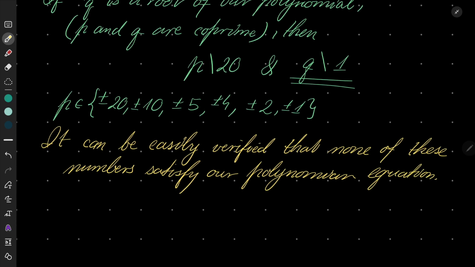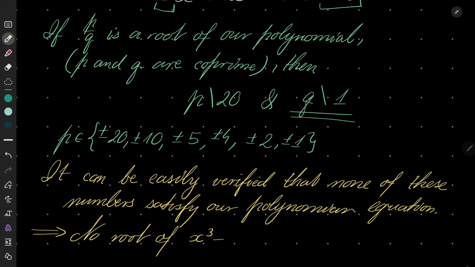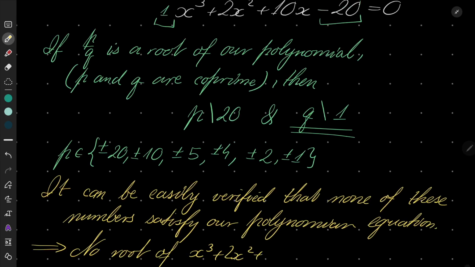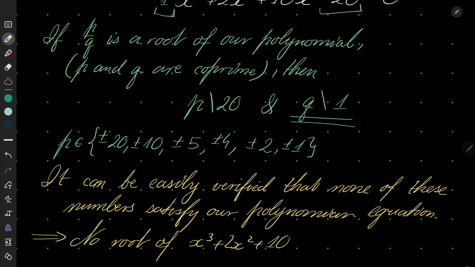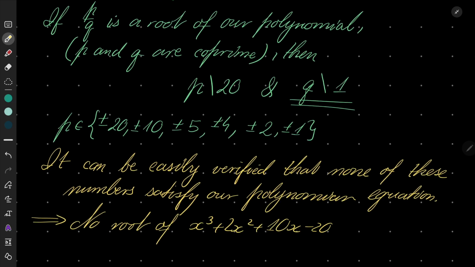And that means that no root of x to the third power plus 2 times x squared plus 10x minus 20, no root of this polynomial is rational. Okay, very well. So we have just showed that x is irrational.